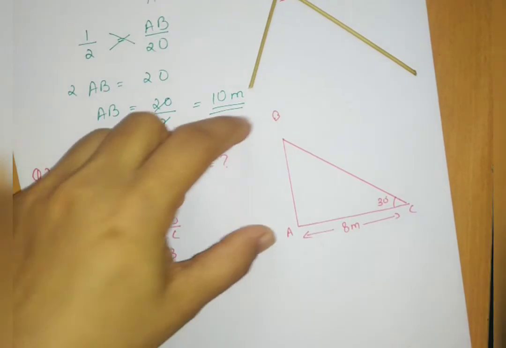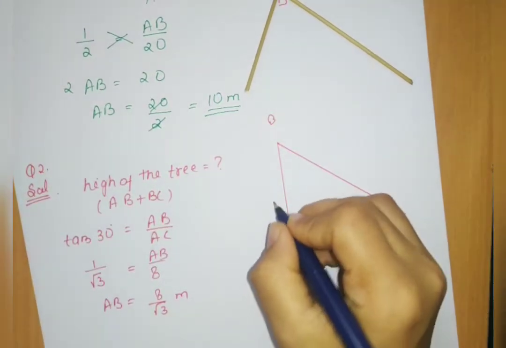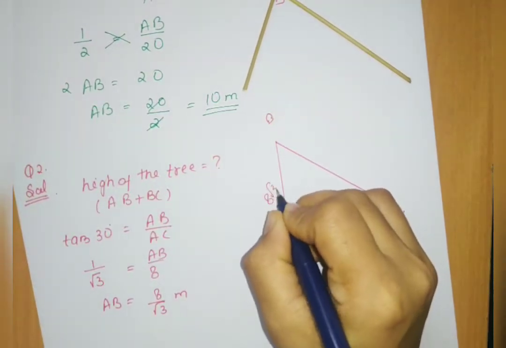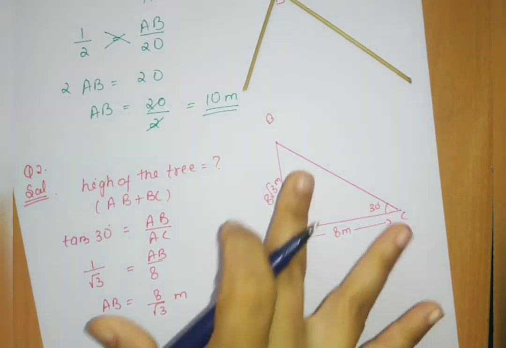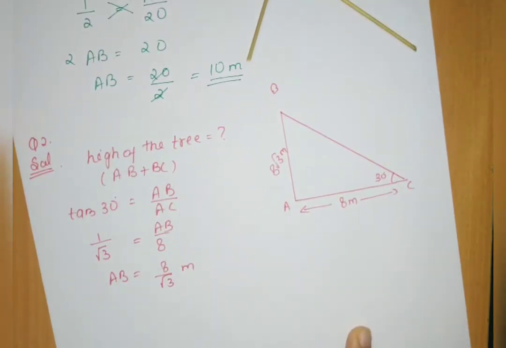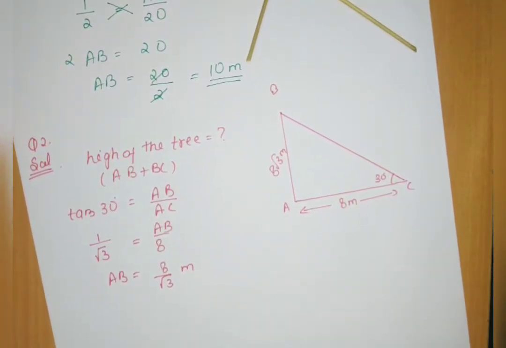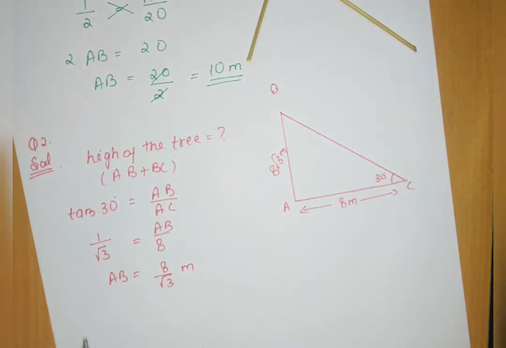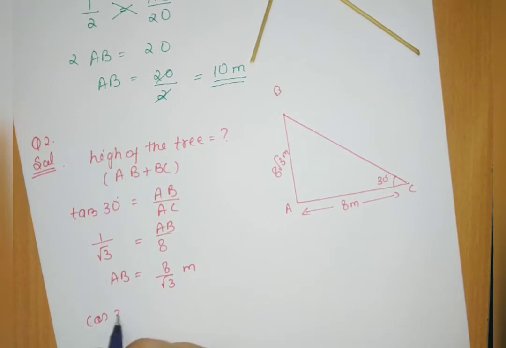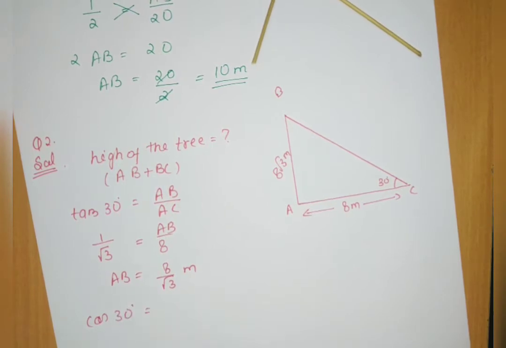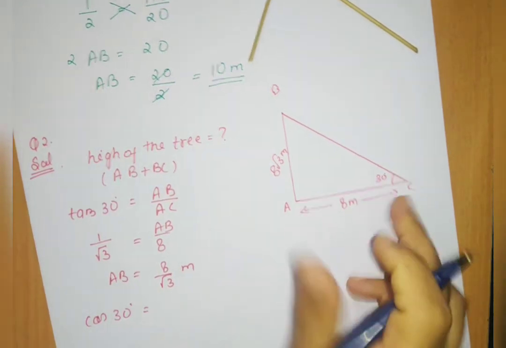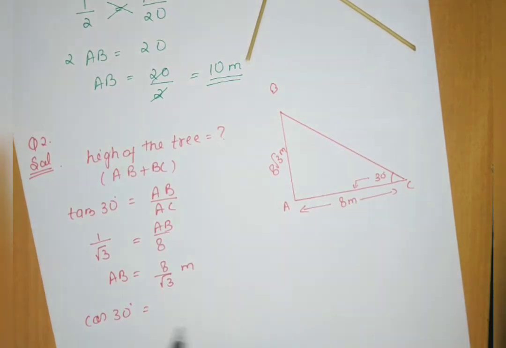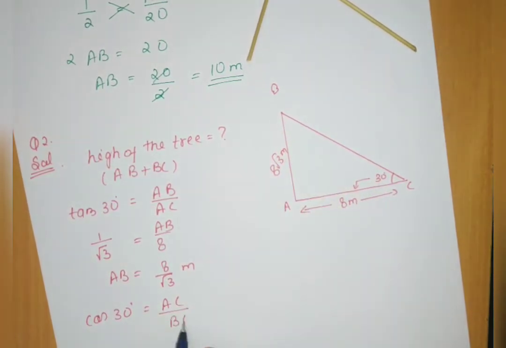So now see, now you have the value of AB, that is 8 by root 3 meter. You need to find out BC also. Now what can I use? See, you can use either sine or cos, okay, because you have all the values. That's your choice. If I use cos 30 degree, okay, cos 30 is what? Adjacent. For this angle, this is the adjacent. So I can write AC by hypotenuse, that is BC.